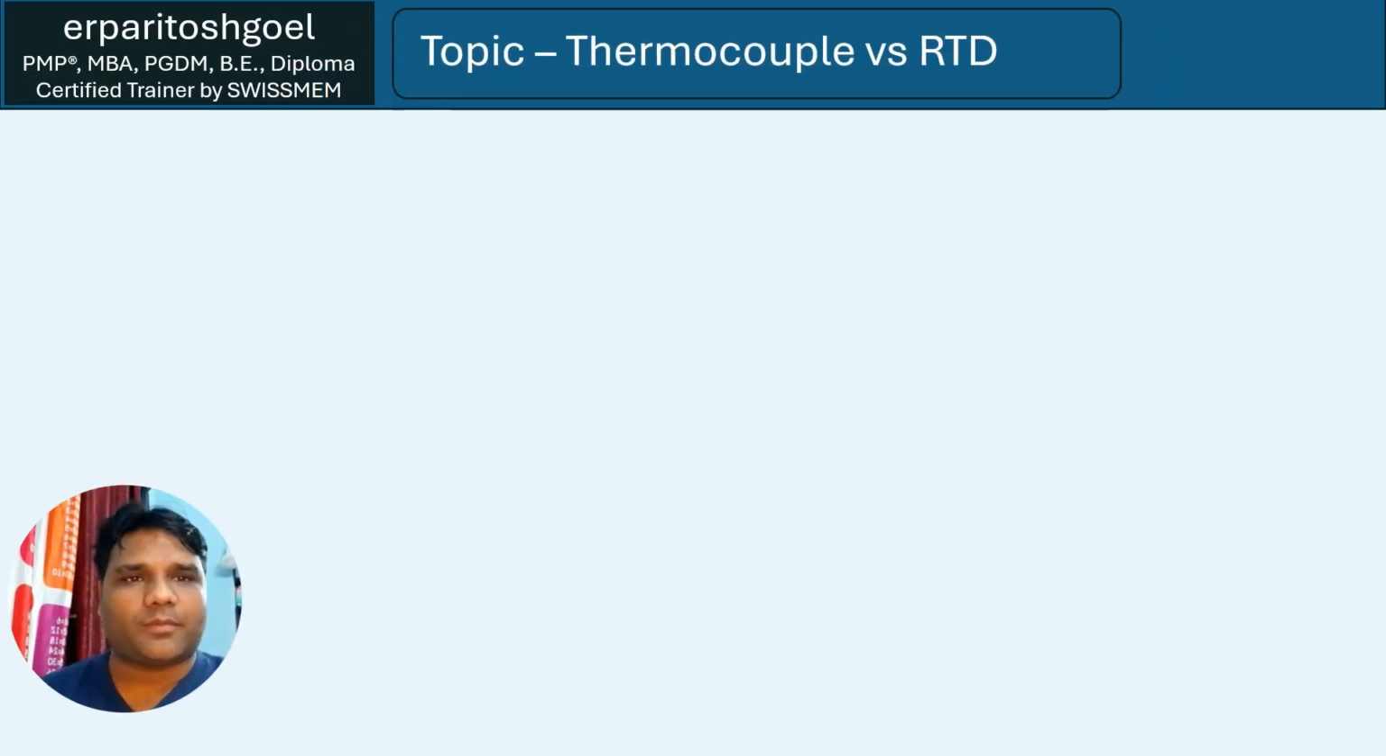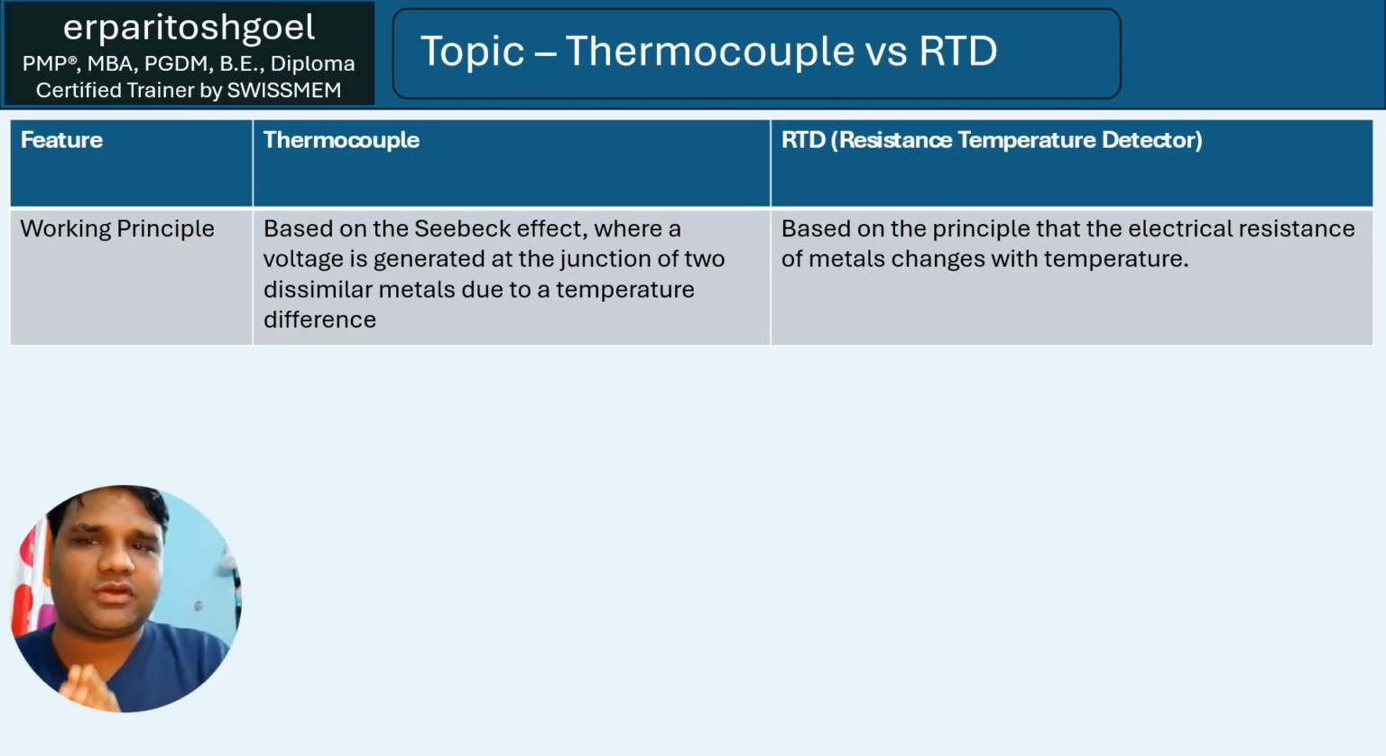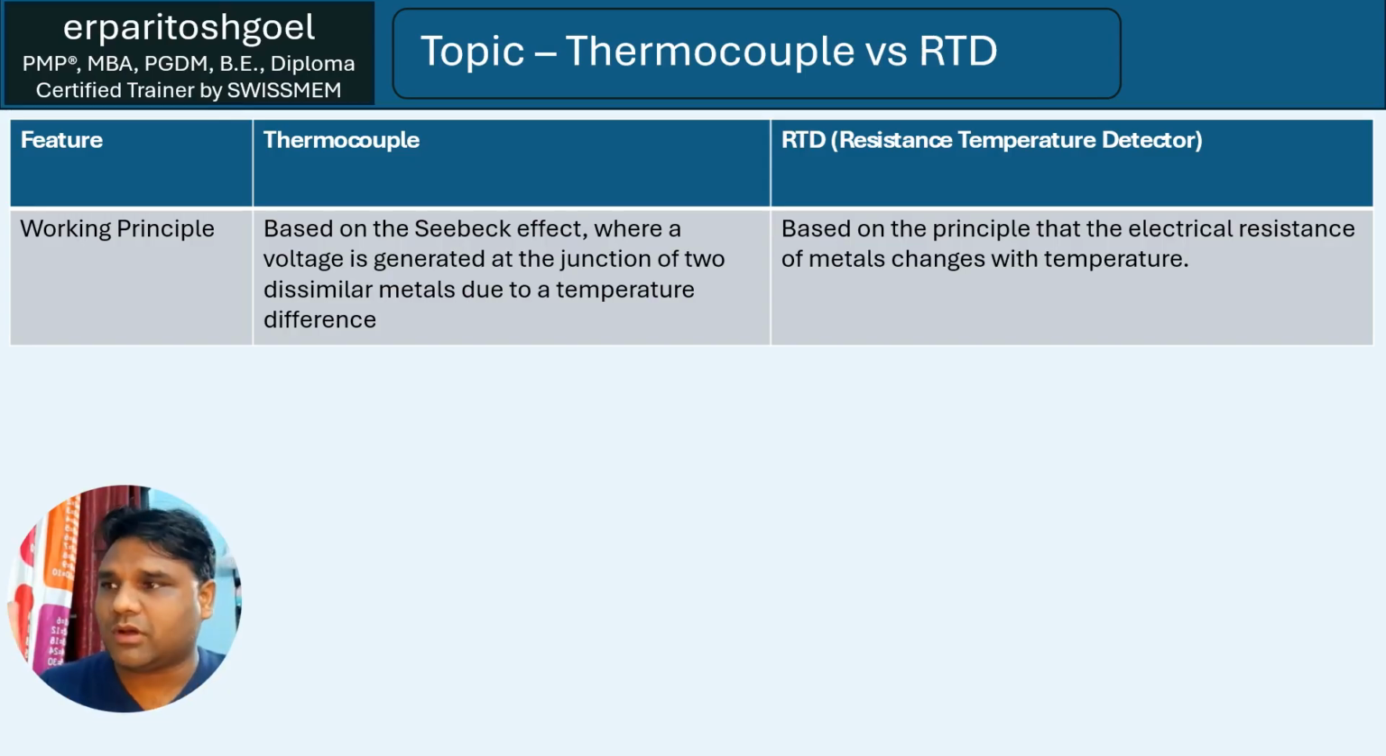Let's start with the topic, and we will share the summary. We will start our discussion in a tabulated format. In this format, you will see a feature column, and then we will discuss thermocouple and we will discuss RTD.